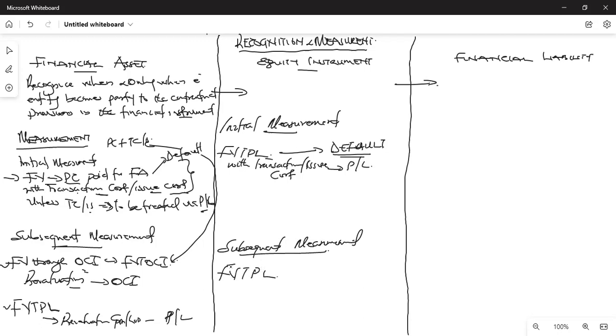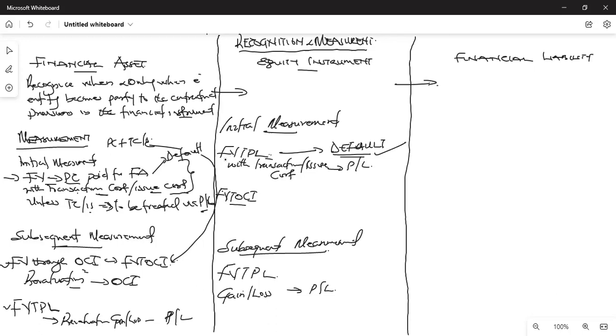If it is revalued, then any gain or loss will go through the P&L. That is what you want to know. But sometimes the question can tell you that you should recognize the fair value through OCI. If that happens, please take note of what the question tells you to do, and then you have to value it at fair value through OCI. But the default is this one.